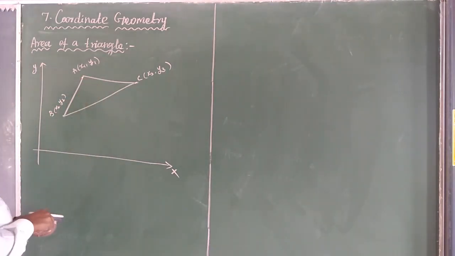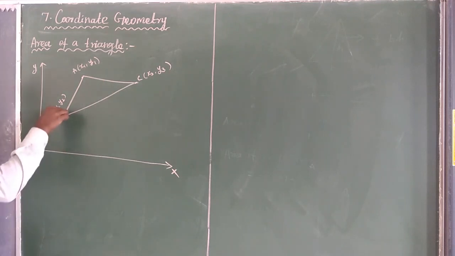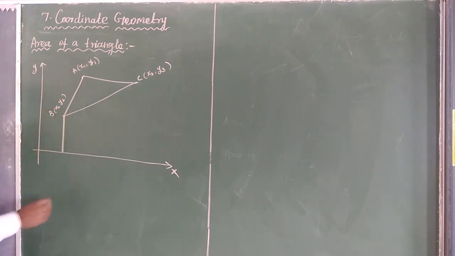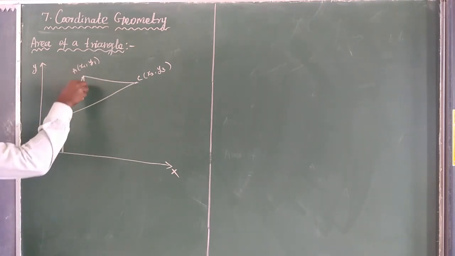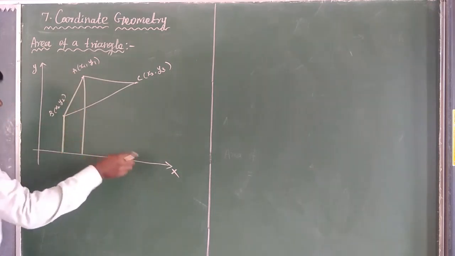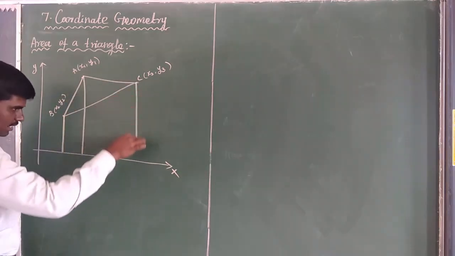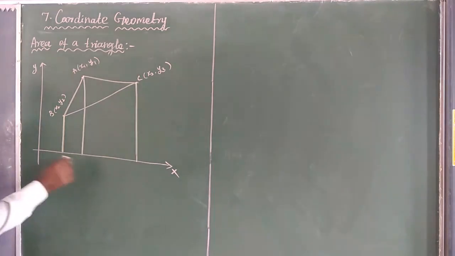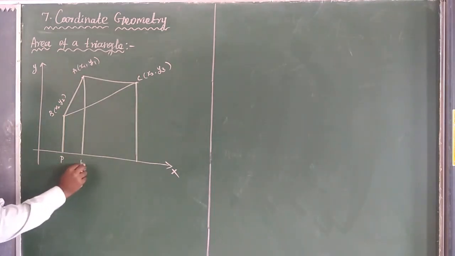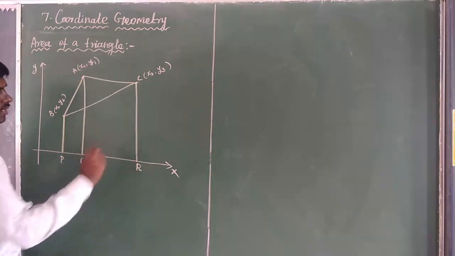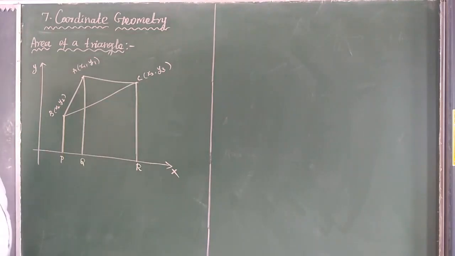So I draw a perpendicular line. Here B, a perpendicular line to the x axis. Again A, perpendicular to the x axis. Again C, again the perpendicular to the x axis. I will choose the coordinate points B, Q, R.